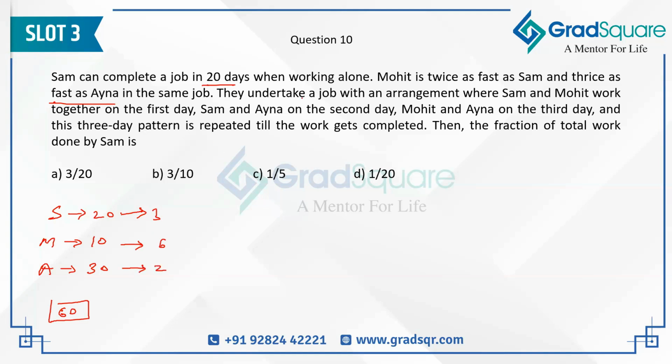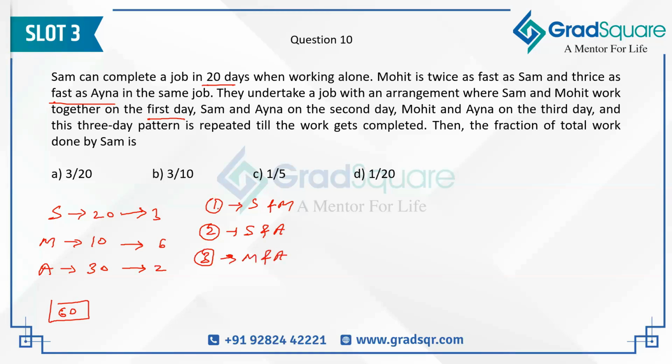Now go further on the question. They undertake a job with an arrangement where S and M work together on the first day. So on the first day, who is working? S and M are working on the first day. S and A are working on the second day. And on the third day, M and A are working. Expected pattern, M and A are working on the third day.